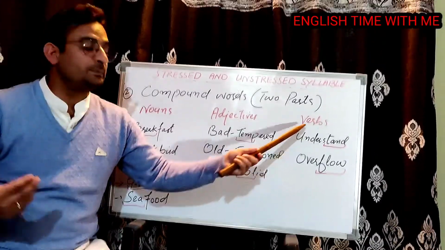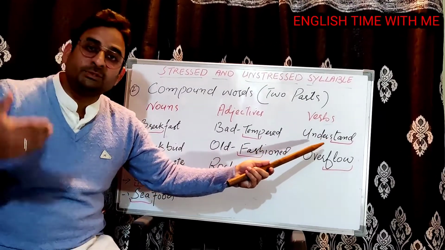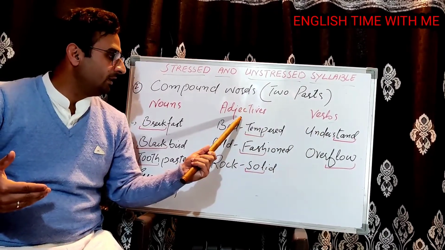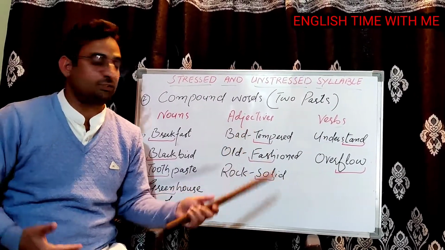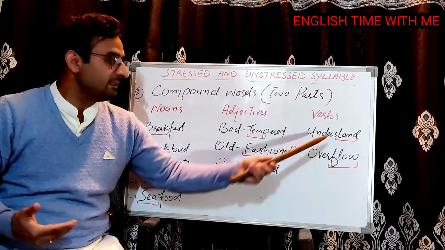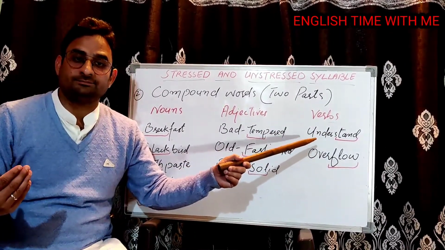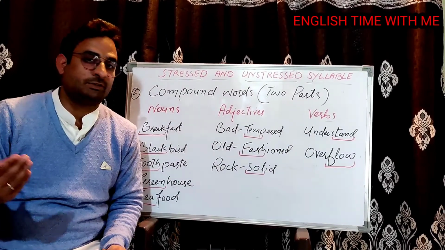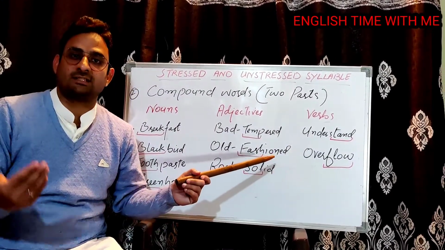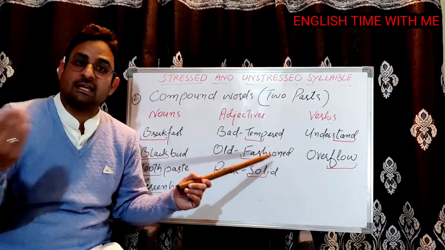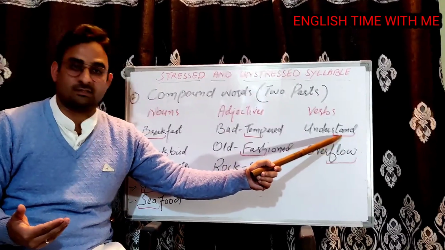In the case of compound verbs also, like compound adjectives, the second part will be stressed. The second syllable will be stressed. Here, understand. Do you understand? We do not pronounce it with the stress on the first part. No, that is wrong. Understand. The second part will be stressed.